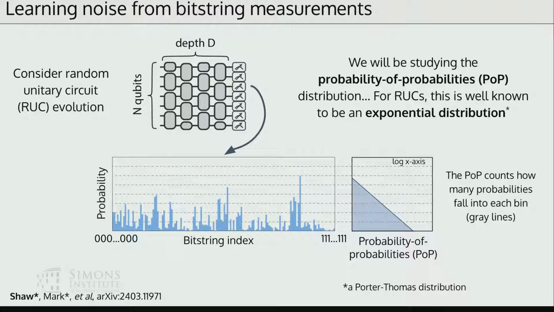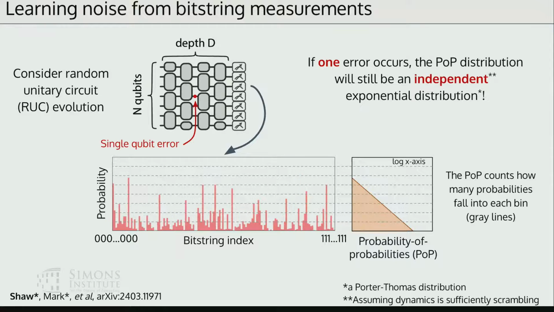And then the key thing here is that if I introduce just a single error in this array, so I just put a single error somewhere, and I assume that my RUC is scrambling enough, for some hand-wavy definition of scrambling enough, then I'll get some different distribution out. But the actual probability of probabilities from which it is drawn will still be a Porter-Thomas exponential distribution. This is really the key thing. We're not really thinking about these probability distributions. We're really thinking about these probability of probability distributions, what I'll be talking about next.